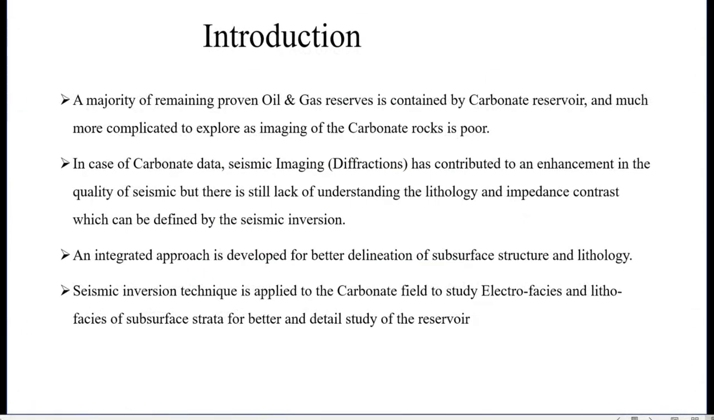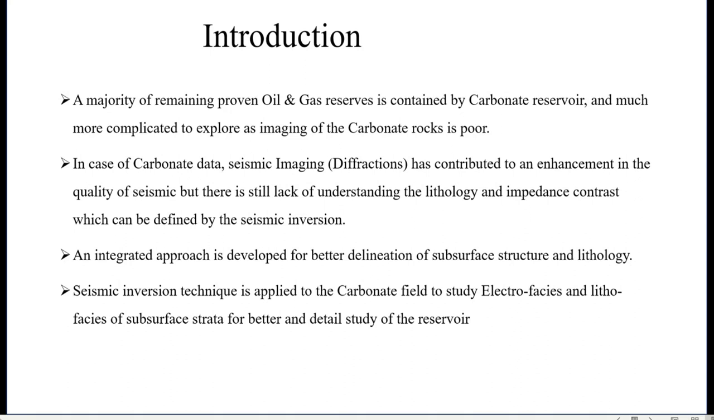As regards the introduction of this talk, the majority of remaining proven oil and gas reserves is contained in carbonate reservoirs. If you look at the map of the world, about 60% of hydrocarbon reservoirs are in carbonate. Carbonate is quite complex and complicated to explore, and seismic imaging methods do not work well on that type of buildup. I'm going to show some images of how it appears, what we are going to do, and what the possibilities are.